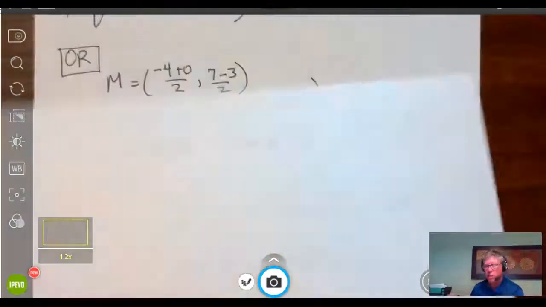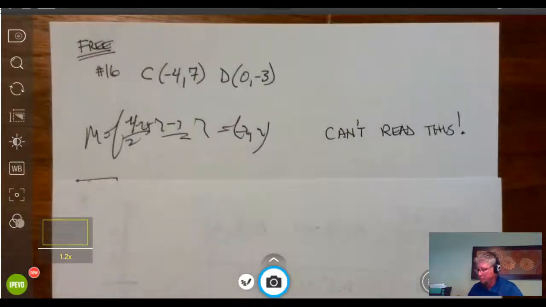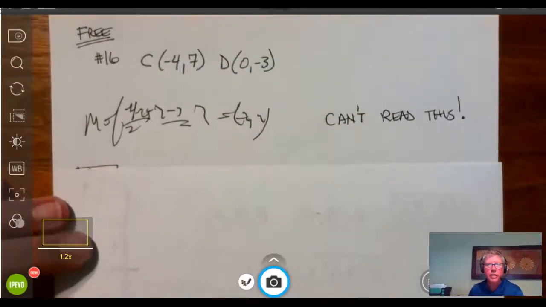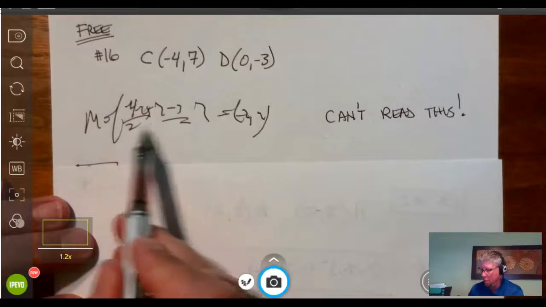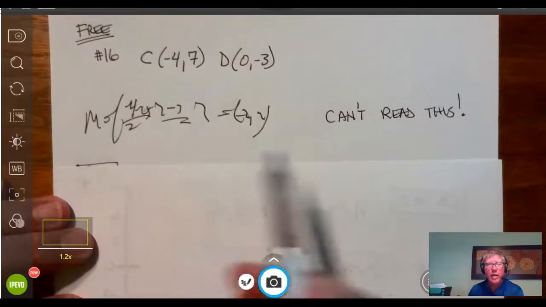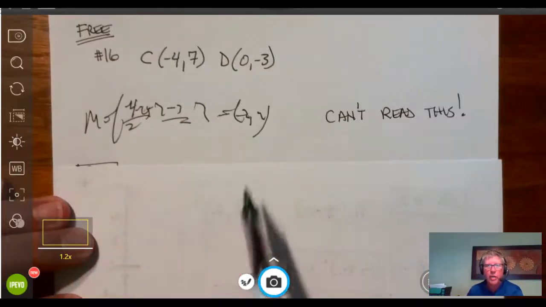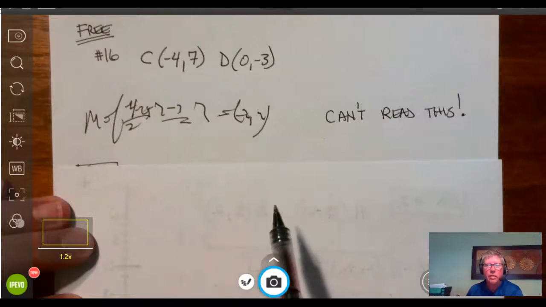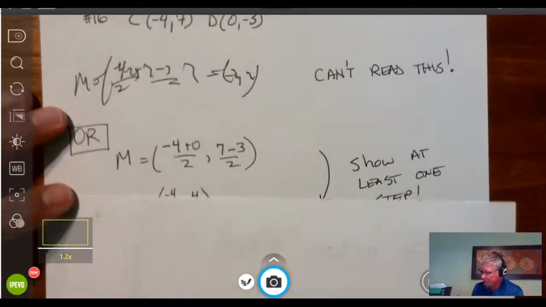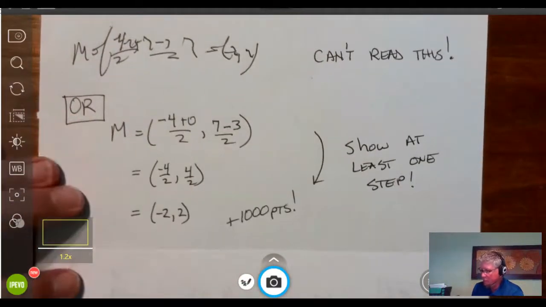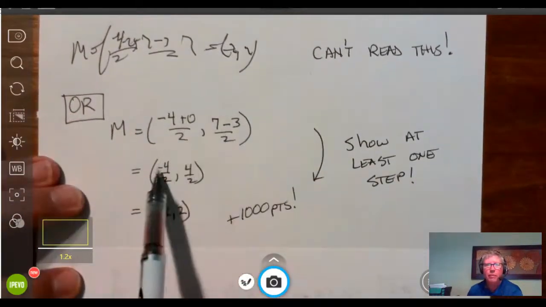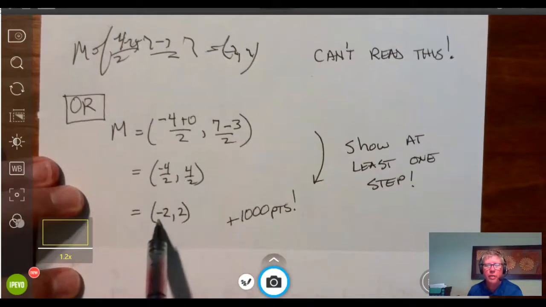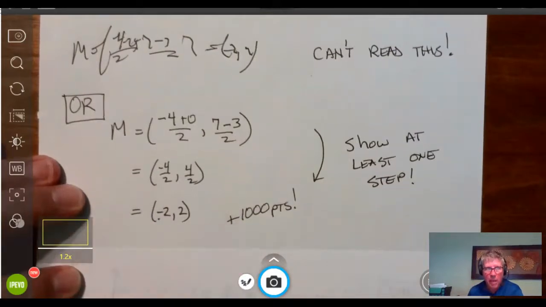Let's look at some sample problems. Here's number 16. This is one off your homework, actually. This is not going to work. I can't read it. It may or may not be the right answer. You're not going to get any credit for something like that. If you do this, plug them in, add them, get the answer. Yeah, I'm happy to give you 1,000 points for that. That's awesome.